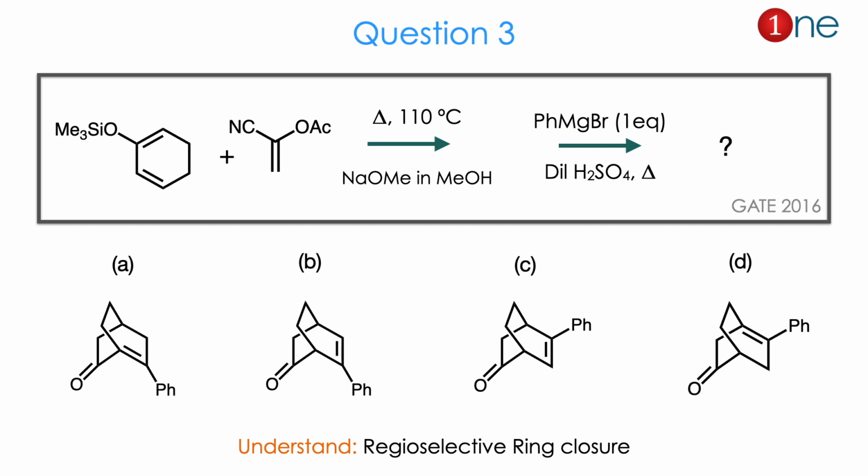The products are bicyclic systems with a ketone, and the double bond position and phenyl position are different there. Whether the double bond is on the bridge or near to the bridge, or the phenyl is near to the bridge or away from the bridge. So there are 4 possibilities. From the reactant to product you might think that a regioselective ring closure definitely occurs. How the bicyclic system is formed is the real question here. The answer is C. Let us see how.